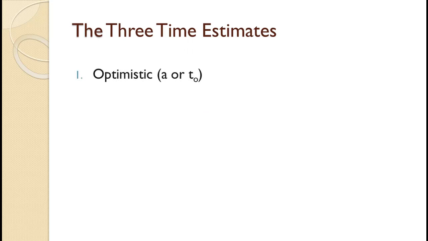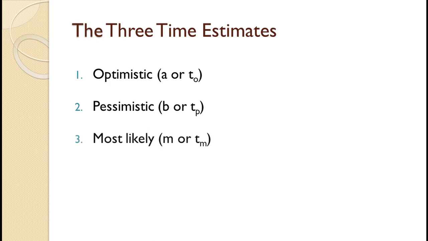1. Optimistic time. This is the completion time when everything goes right. Some textbooks use an A for this while others use T sub O. We will use A in this tutorial. 2. Pessimistic time. This is the completion time when everything goes wrong. In other words, it is the worst completion time. Some textbooks use a B for this while others use T sub P. We will use B in this tutorial.